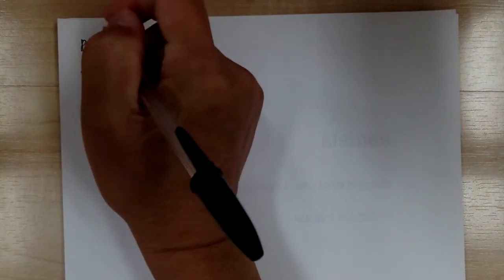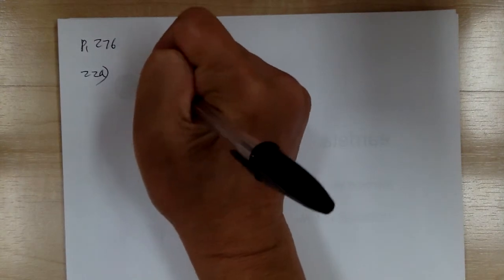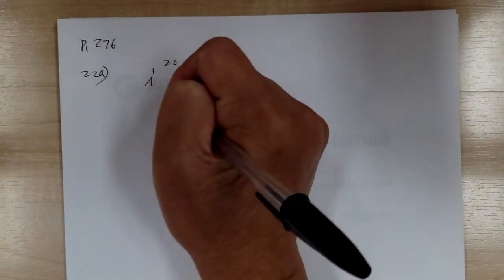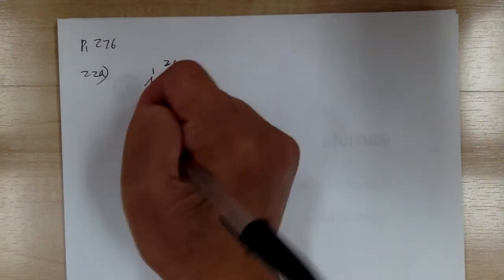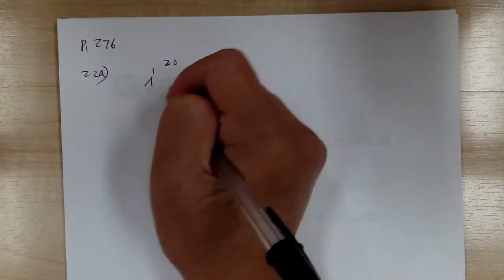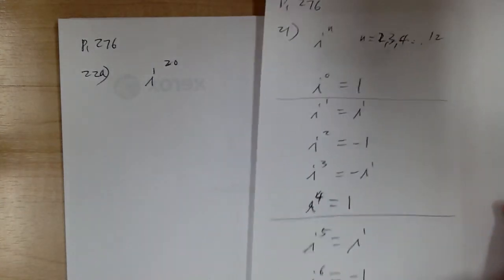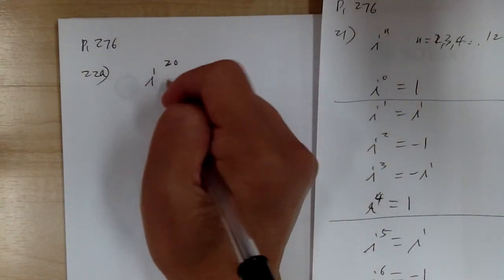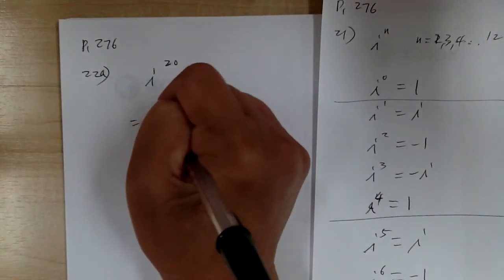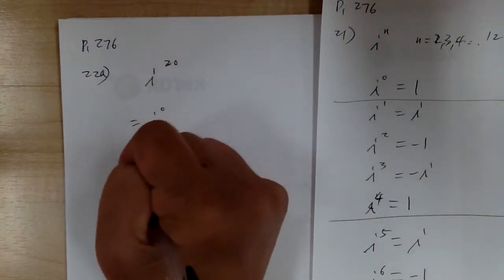Okay, let's go to number 22. Do part a. You have i to the 20 power. So you go down by 4, because this is a cycle of 4. You can go down by multiples of 4: 4, 4, 4, 4. This becomes i to the 0, and anything to the 0 power is 1.